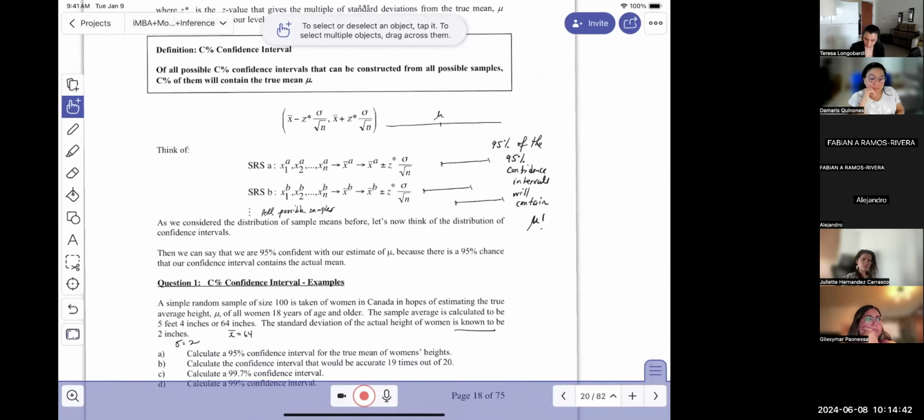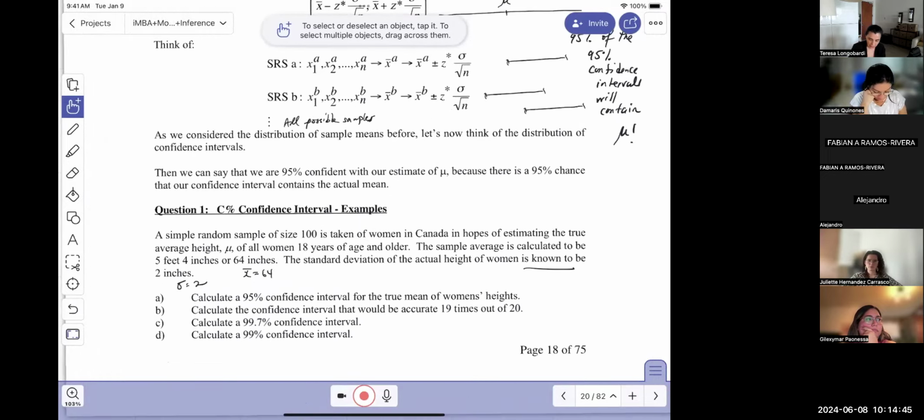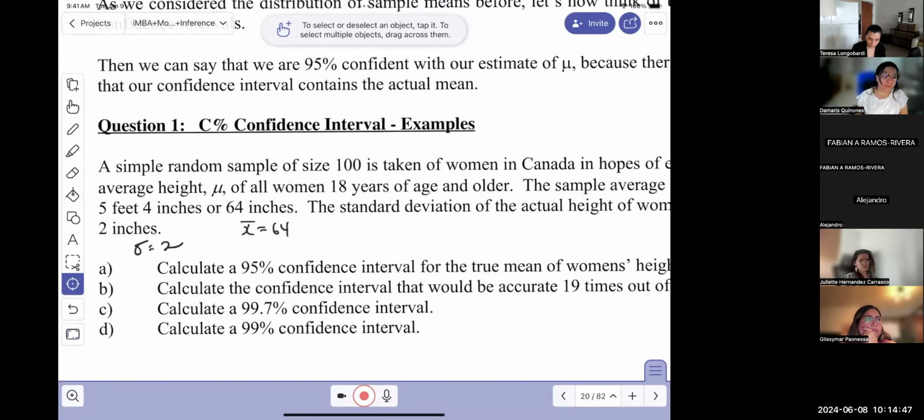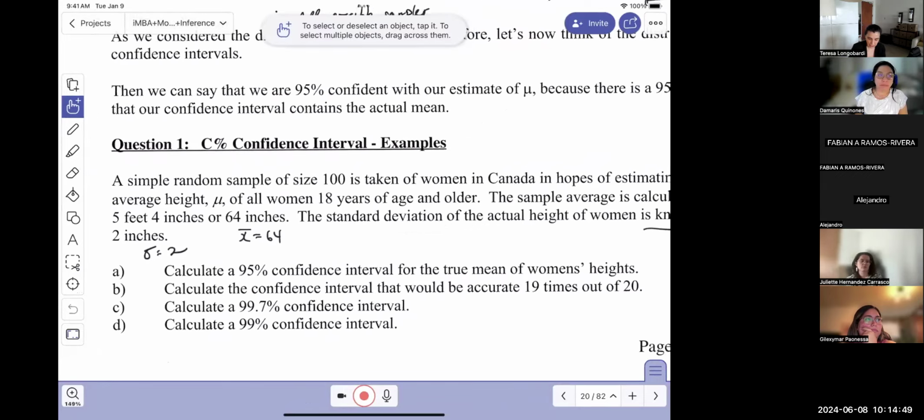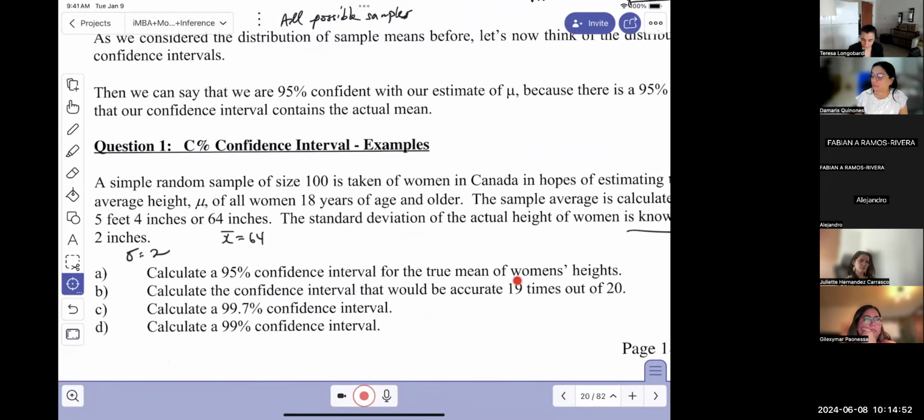Okay, so the other thing I want to mention here is for the first one, I ask you to calculate a 95% confidence interval for the true mean of women's heights. But in B, I ask you to calculate the confidence interval that would be accurate 19 times out of 20. 19 times out of 20 is another way of talking about a 95% confidence interval. They're the same thing. Okay, so A and B are the same question. All right.